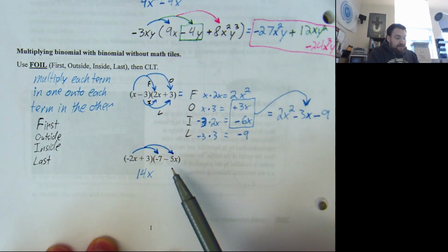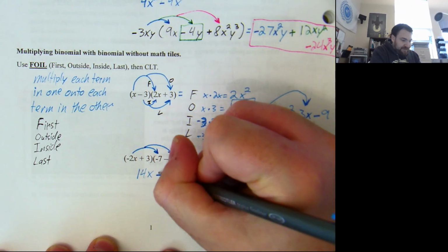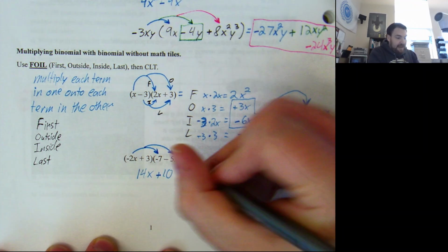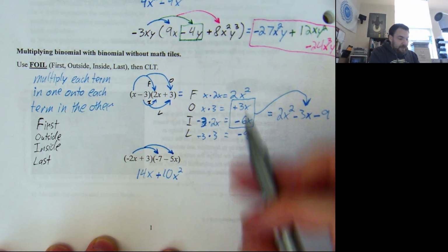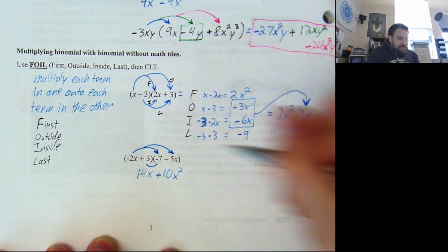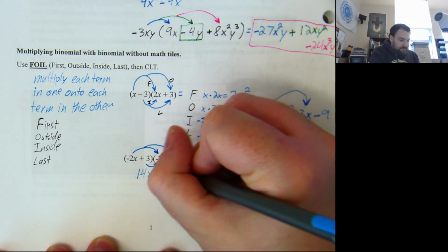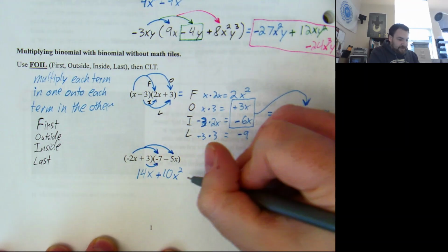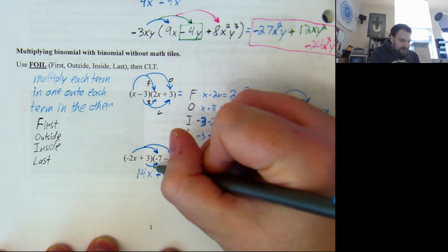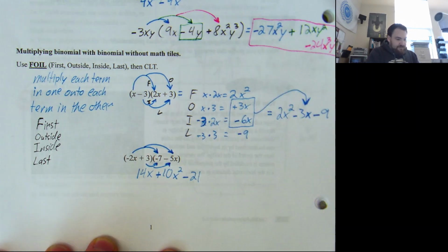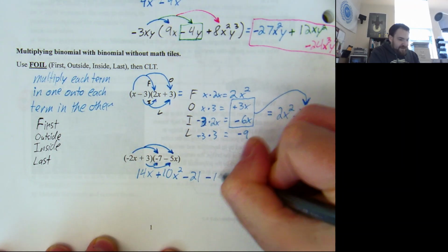Now my outside ones. Negative 2x times negative 5x. It's going to be plus 10x squared. X times x is x squared. Now my inside ones, 3 times negative 7. So minus 21. And 3 times negative 5x. And we get a 15x.